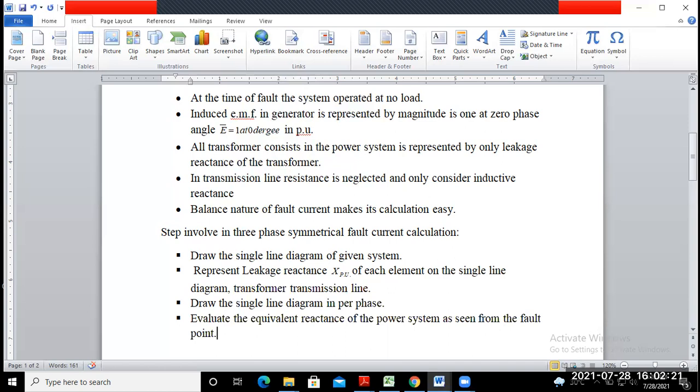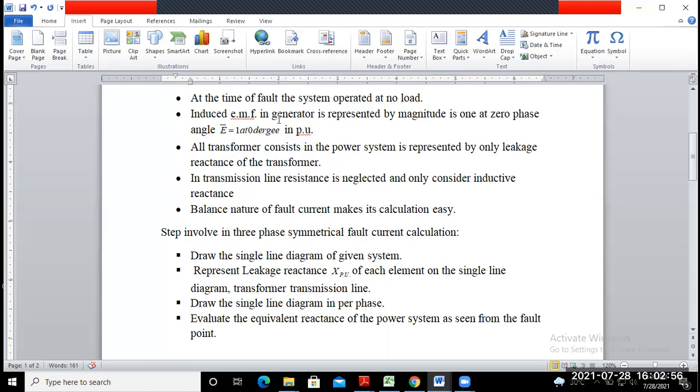Where you are going to solve these three-phase symmetrical fault current calculations, keep the assumptions in your mind. What are the assumptions we have considered here? Those assumptions must be kept in mind, and the steps we follow when doing a three-phase symmetrical fault calculation must also be kept in mind.